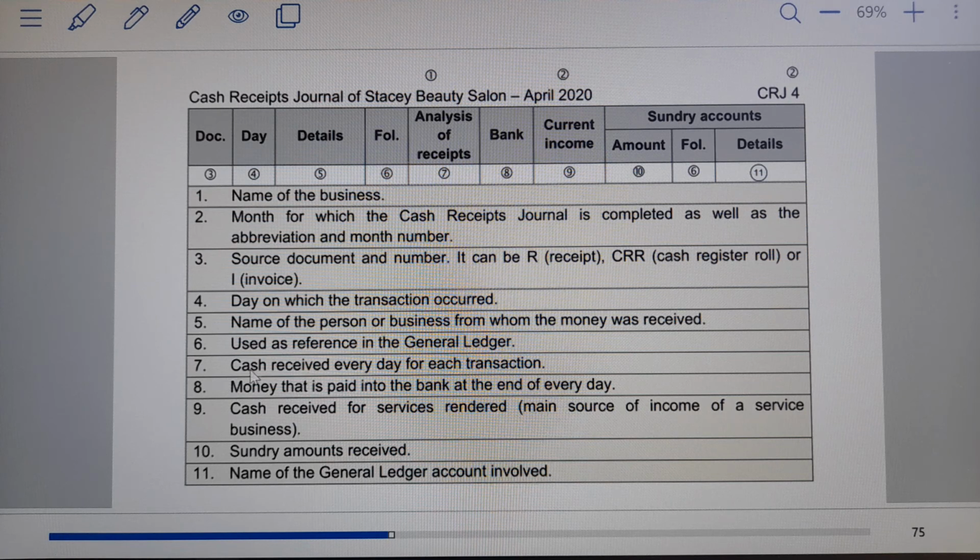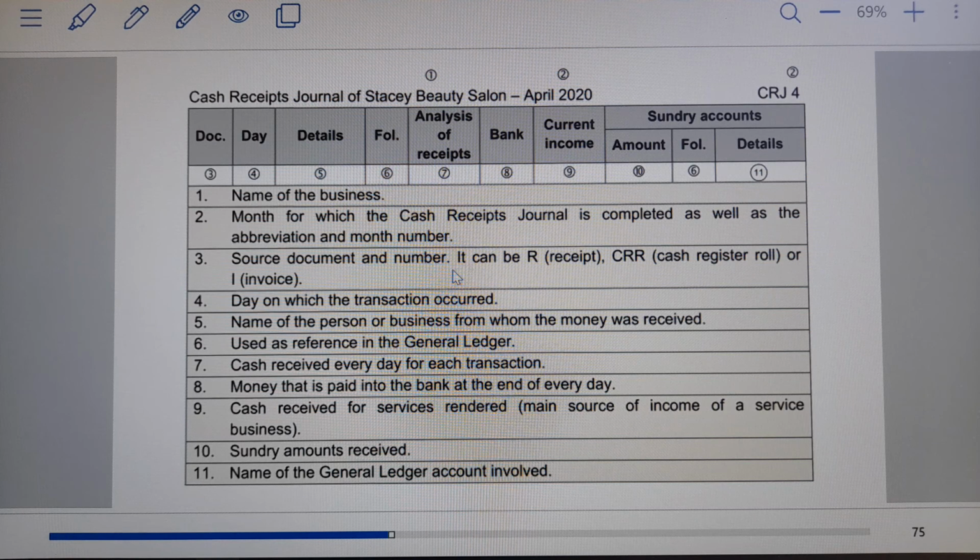Number 7, analysis of receipts. What do we get every day? So here you put the amount. Number 8, it says bank, money that is paid into the bank. Even here we put the money. And here is cash receipt every day. Here is money that is paid into the bank at the end of every day.